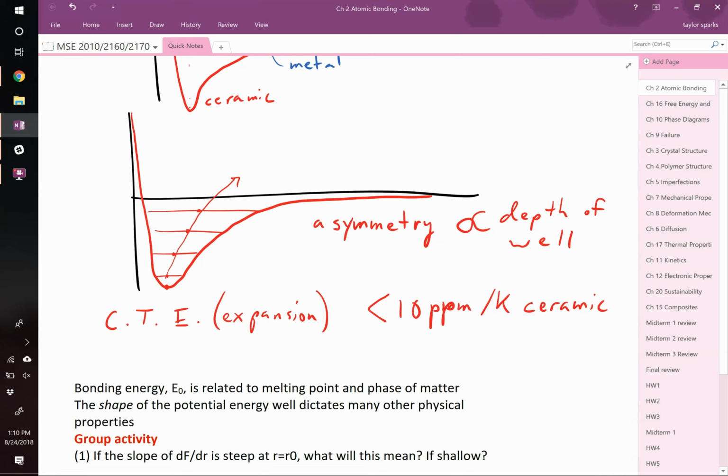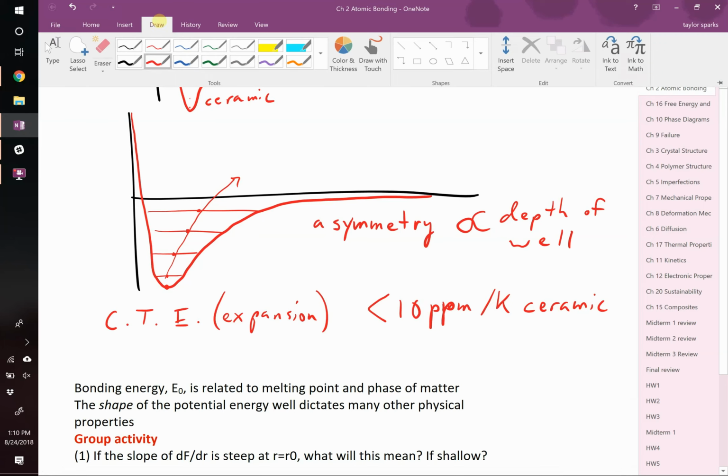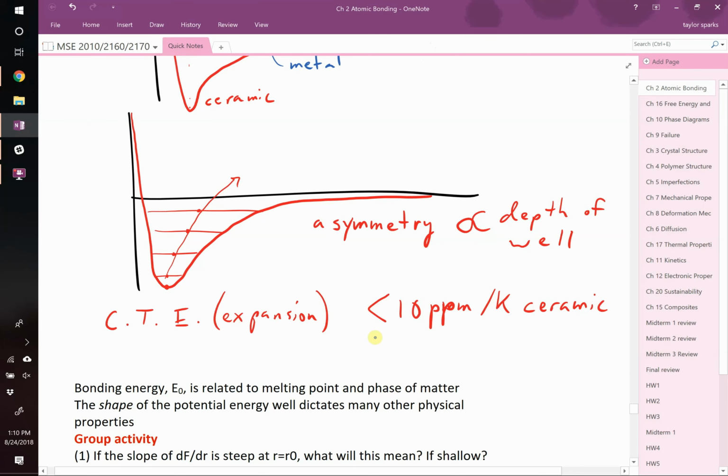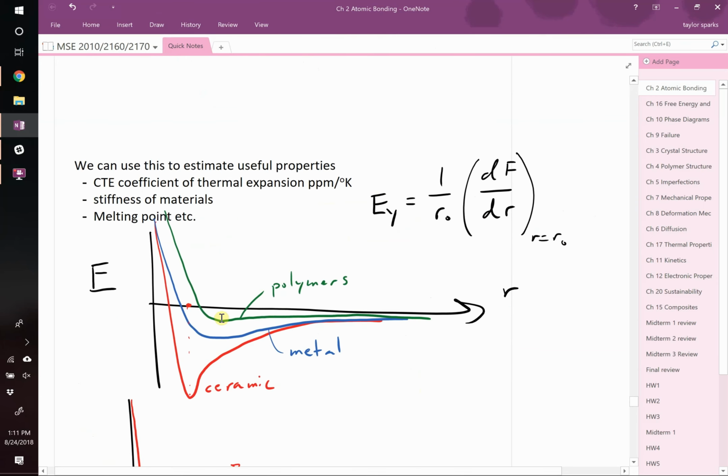That's not very much. Whereas metals and polymers can be significantly higher. Metals can be between maybe 10 to 50 or so, and polymers can be over 100, depending on what they are. They can be really big. So polymers, because they have a really low melting point, have a really shallow potential well, it's very, very asymmetric. So polymers expand like crazy, whereas metals not so much, and ceramics definitely not so much.